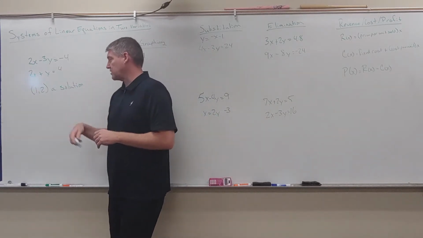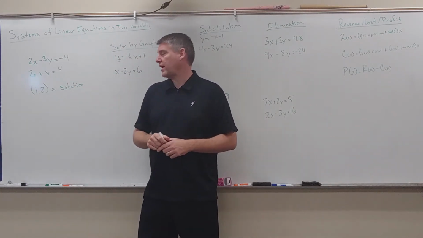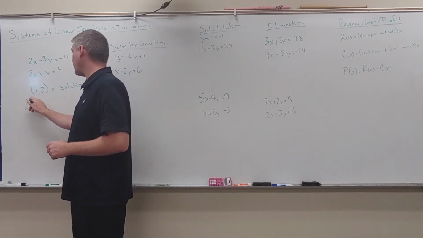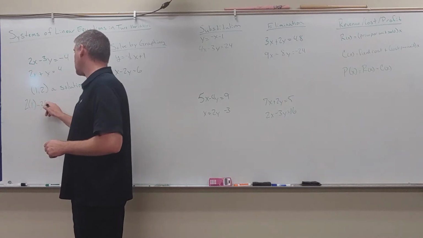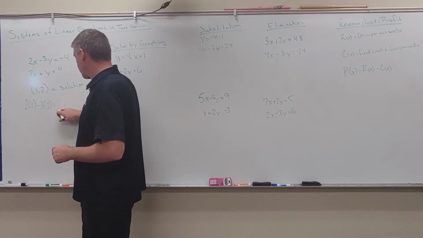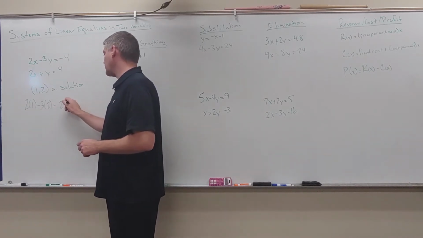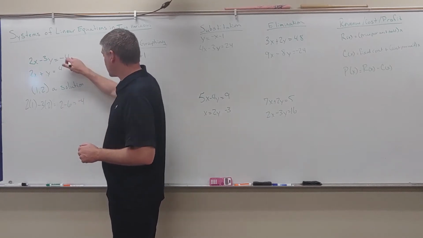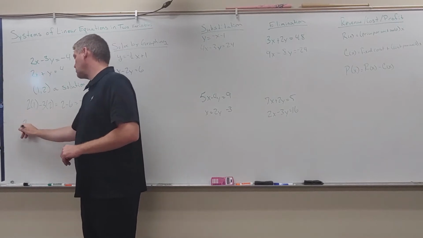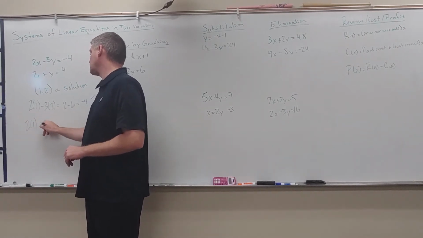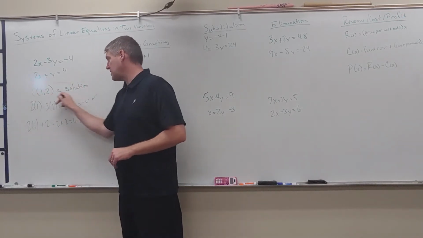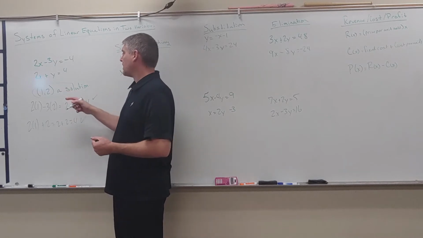So here are my two equations, and it asks, is (1, 2) a solution? To find out, we have to plug it into both equations to see if it works. I plug this in, I get 2 minus 6 is negative 4. Is that true? Yes, that's a true statement. Now I'm going to plug it into the next one. 2 times 1 plus 2 gives me 2 plus 2, which is 4. That's true. So this is a solution.